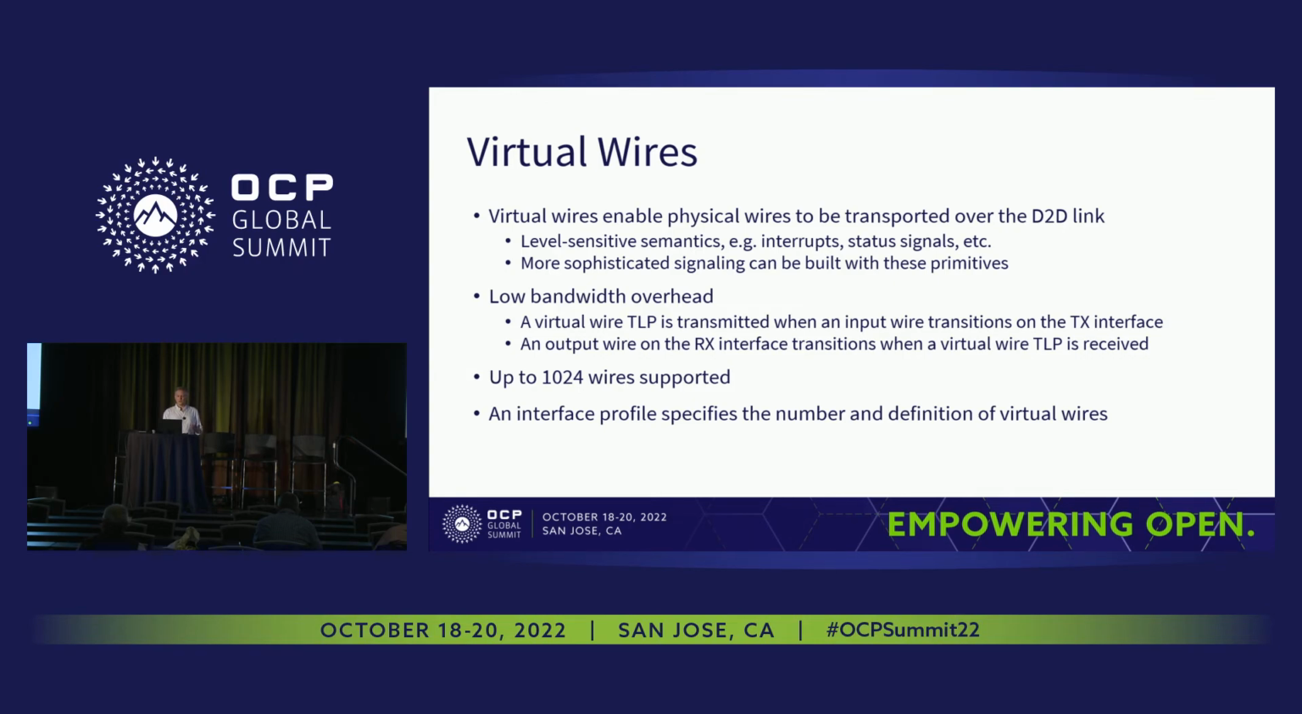When an input wire on the TX interface transitions, a virtual wire TLP is transmitted, signaling the new level of the wire. So when a virtual wire TLP is received, the RX interface transitions to the corresponding output wire based on the received signal. This combination of events propagates the signal state from one chiplet to another. In the current specification, up to 1,024 wires are supported, and to ensure interoperability, an interface profile will specify the number of virtual wires as well as the definition for those wires.